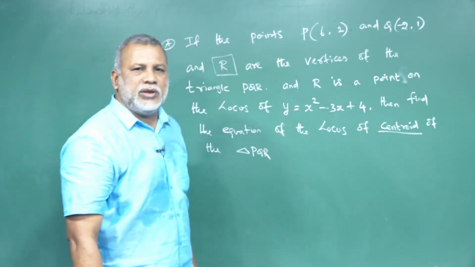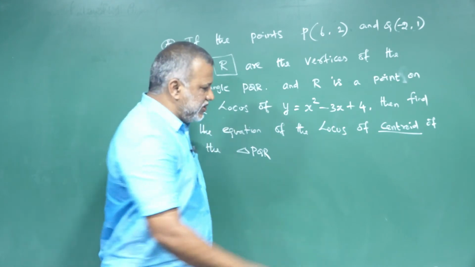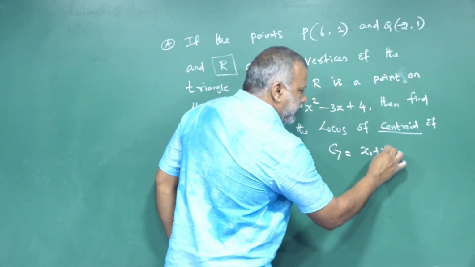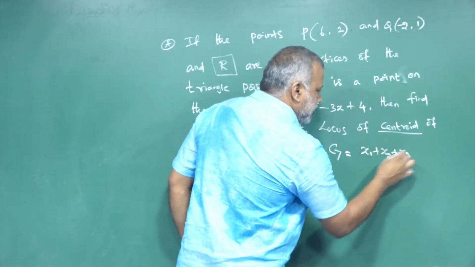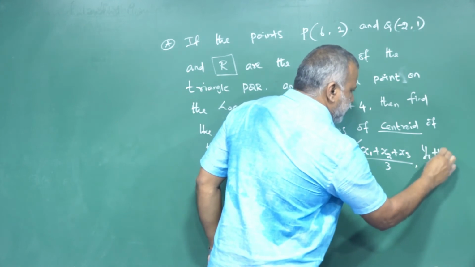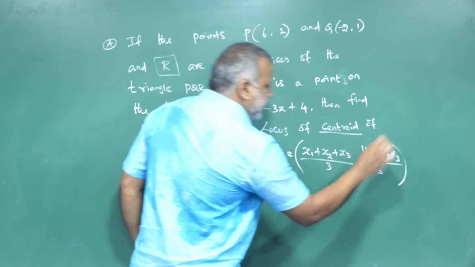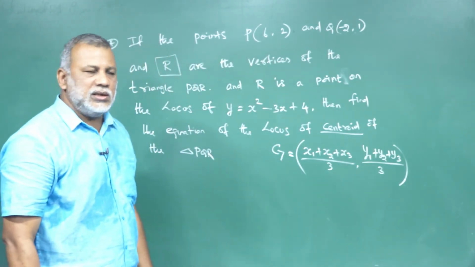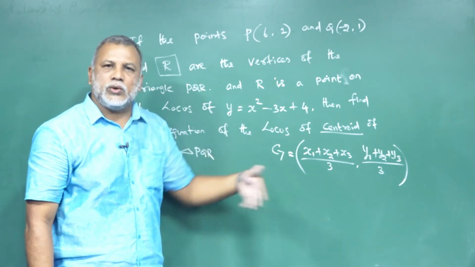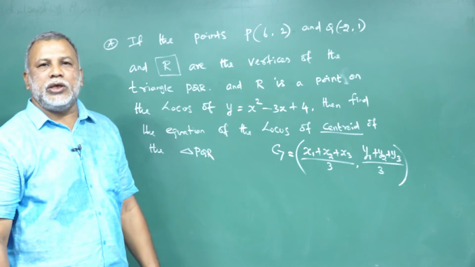Already we discussed in the previous video. What is the formula to find the centroid? Formula: G equal to centroid, G equal to x1 plus x2 plus x3 divided by 3, y1 plus y2 plus y3 divided by 3. This is the centroid of a triangle with the given vertices. With the help of this formula, we are going to find the locus of the centroid of the triangle PQR.